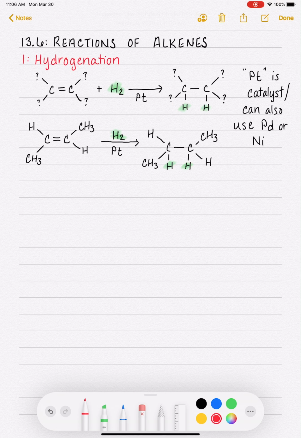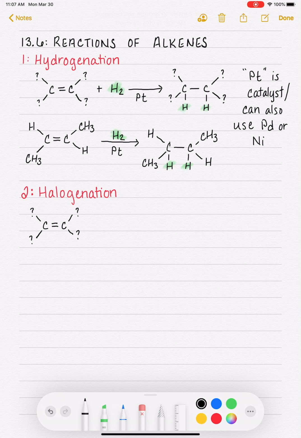The next reaction that we are going to learn in this section is called halogenation. And we're going to lay this out the exact same way that we did hydrogenation. So we're going to start with a totally generic alkene. And this alkene's got some stuff attached to it, and we don't know or care what those things are. It won't make a difference at all.